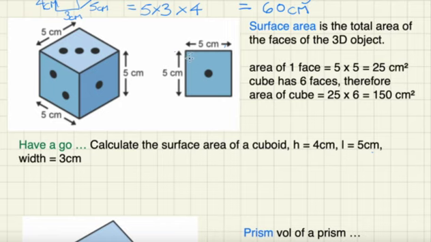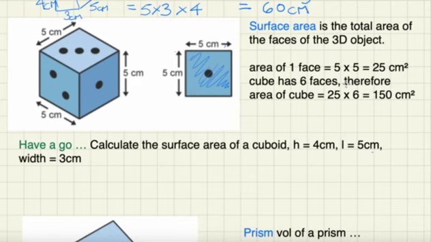Let's start here. So, what is the area of this? The area of one face is 5 centimeters by 5 centimeters. 5 5s are 25. Because they're centimeters and there's 2 lots, it's centimeters squared. So now we know the area of that, and we also know that there are 6 faces on this. So in order to find out the total surface area, we have to multiply that by 6.